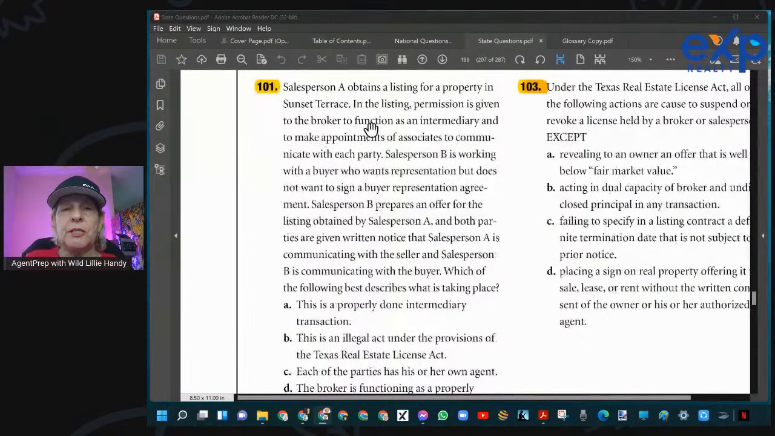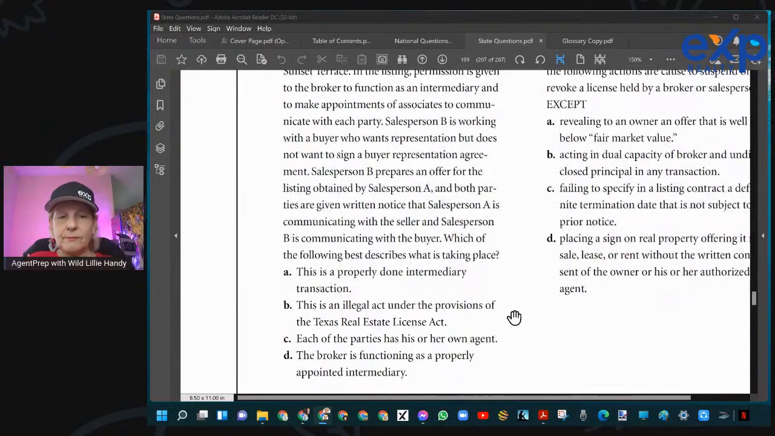So the question said, in the listing, permission is given to the broker to function as an intermediary. So first you need to know, when can a broker function as an intermediary? That's the question you ask yourself. Is this really an intermediary position or not? Because the buyer is not represented. Okay, so I've got C, C, D. Well, I hate to tell you, but both those answers are incorrect. So choose another one. Here, when you know what an intermediary is, you'll be able to answer this question.